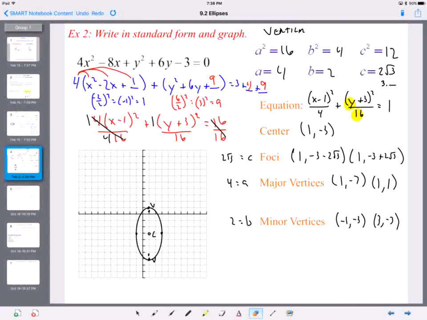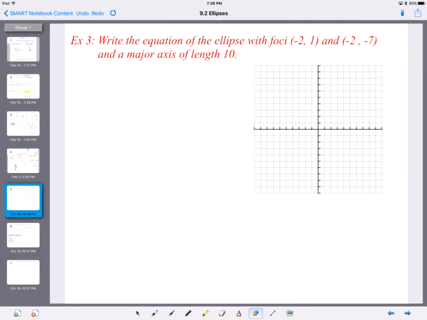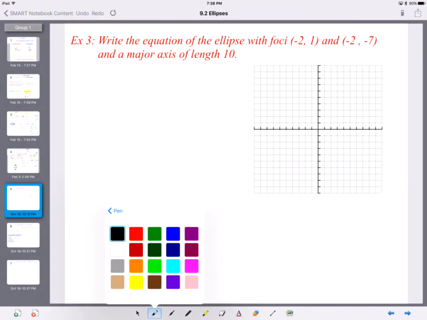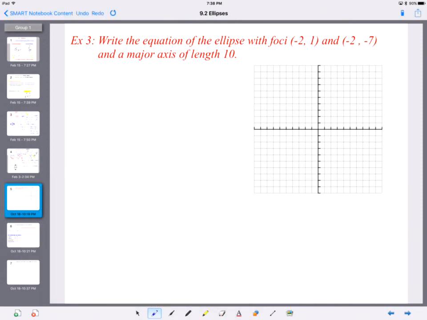But by counting, you're adding and subtracting to your x and y value. Alright, so let's go ahead and hit on this last question here. The last question is you're going to work backwards. So I have a graph on here just to help you identify the important parts and to graph them. So write an equation of an ellipse with a foci of negative 2, 1.